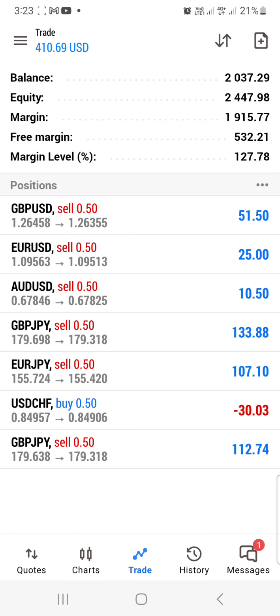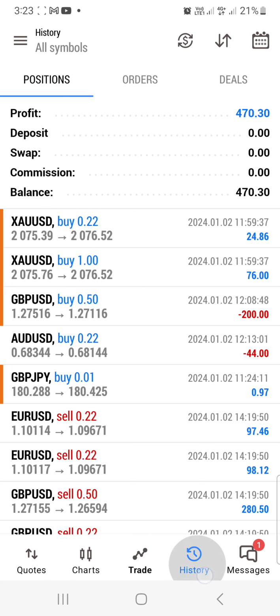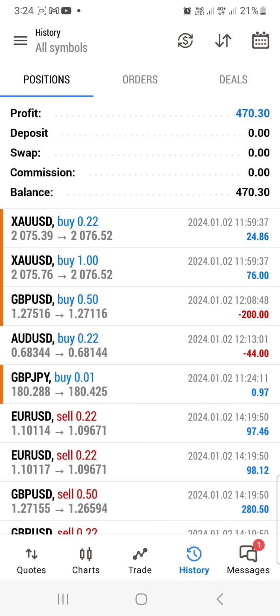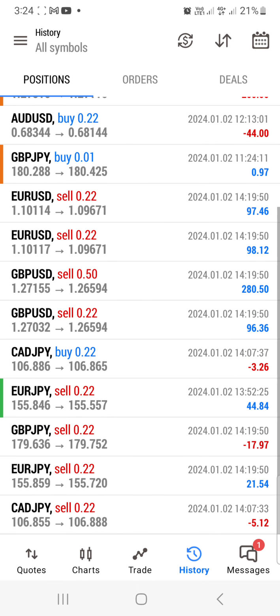So my people, I even forgot to say, this is my second trade for today. You can see the dates here, this date, 2nd of January. All of them are for the second. These are my losses in the morning.